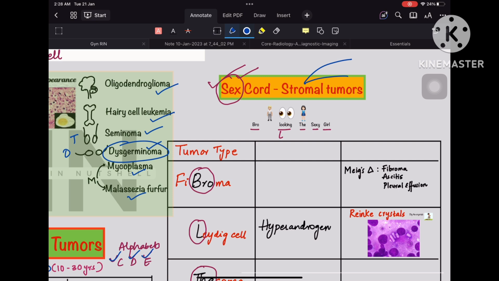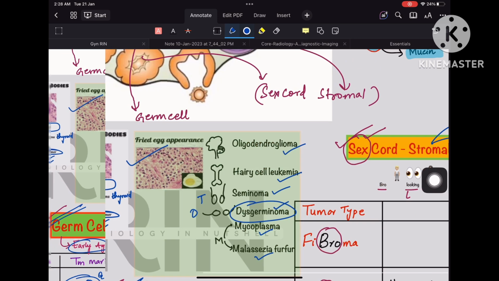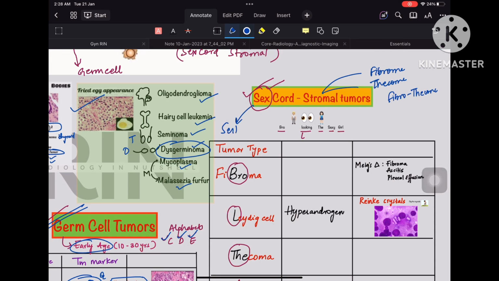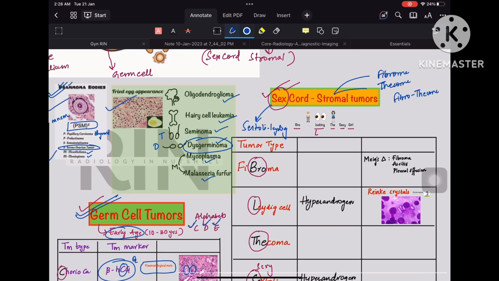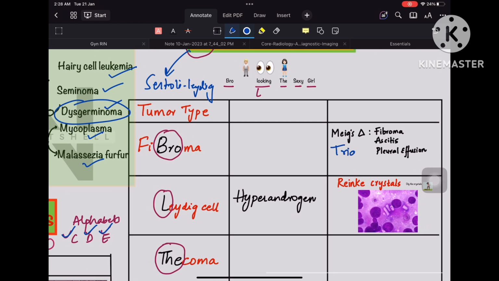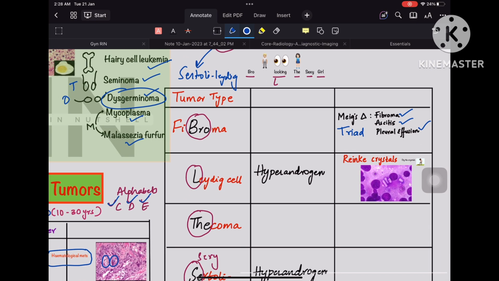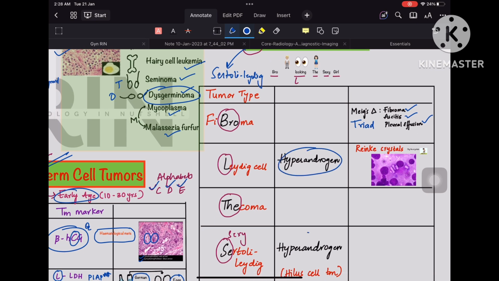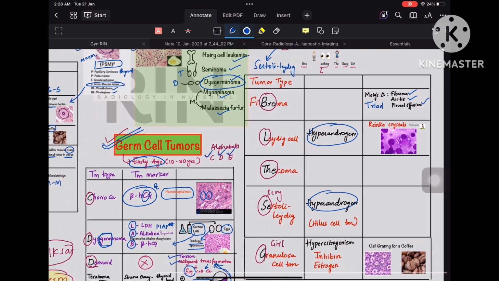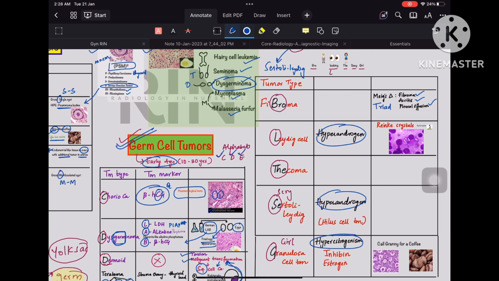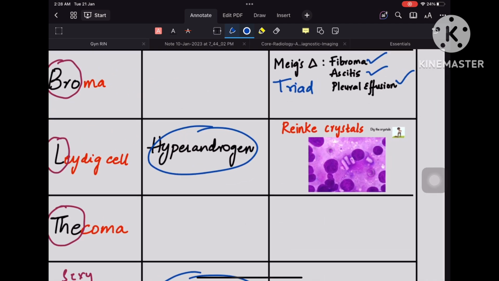Coming to the sex cord stromal tumors. In the stromal component you have fibroma and thecoma, and in the sex cord component you have Sertoli and Leydig cell tumors. Coming to the fibroma part, in the word fibroma you have bro in it, right? So that was in the mnemonic, bro was looking. In fibroma we need to remember one triad, which is the Meigs triad, which constitutes fibroma, ascites and pleural effusion. Leydig cell and Sertoli cell are due to hyperandrogenism, whereas granulosa, girl, is for hyperestrogenism.